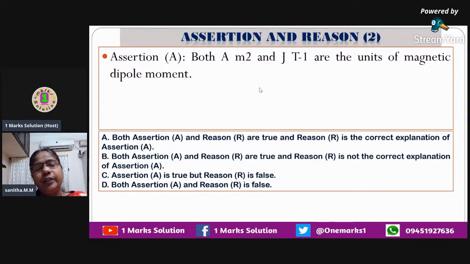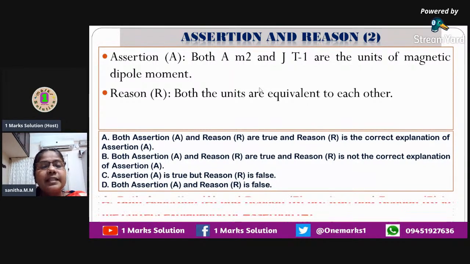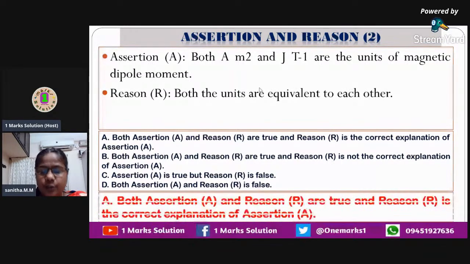But how the new unit comes: when you split area and current in terms of magnetic field and so on, you will get joule Tesla raised to minus 1. Please go through that also. So the assertion is absolutely correct. Now let us move on to the next one. Both the units are equivalent to each other. Correct. Both the units are units of the magnetic dipole moment. So the assertion and the reason are true, and the reason is absolutely correct for the assertion. So the option is A.